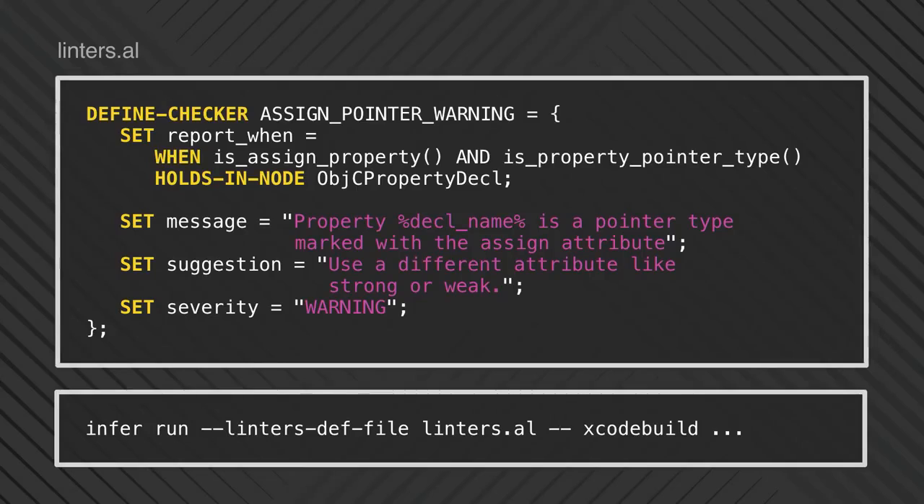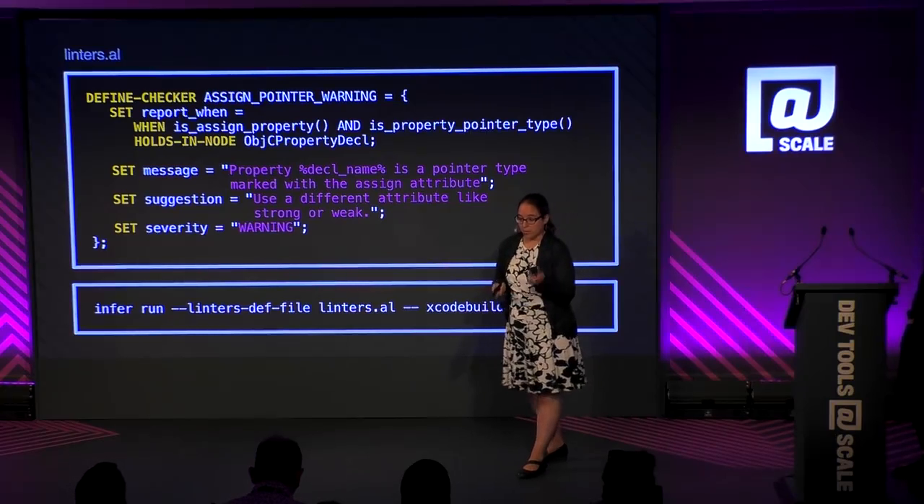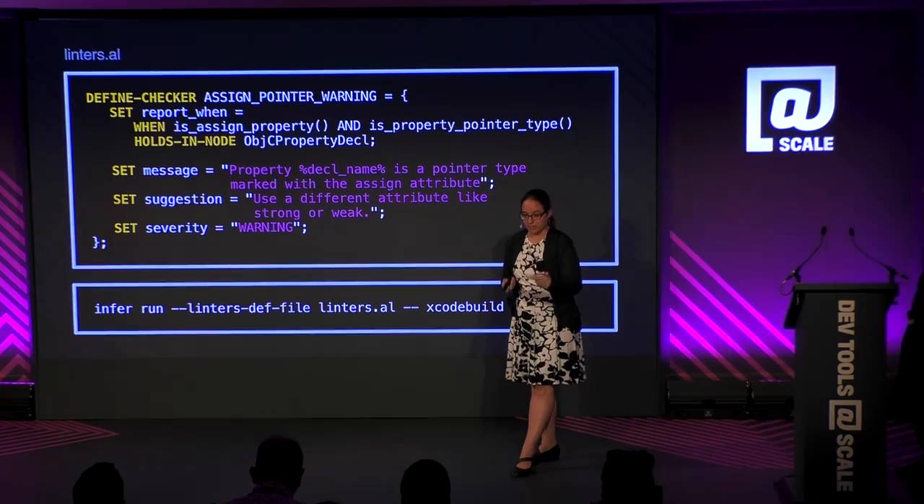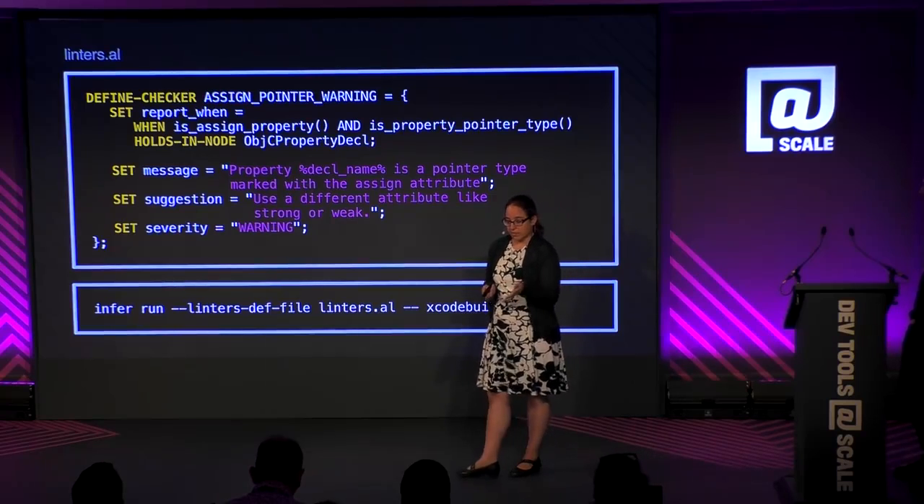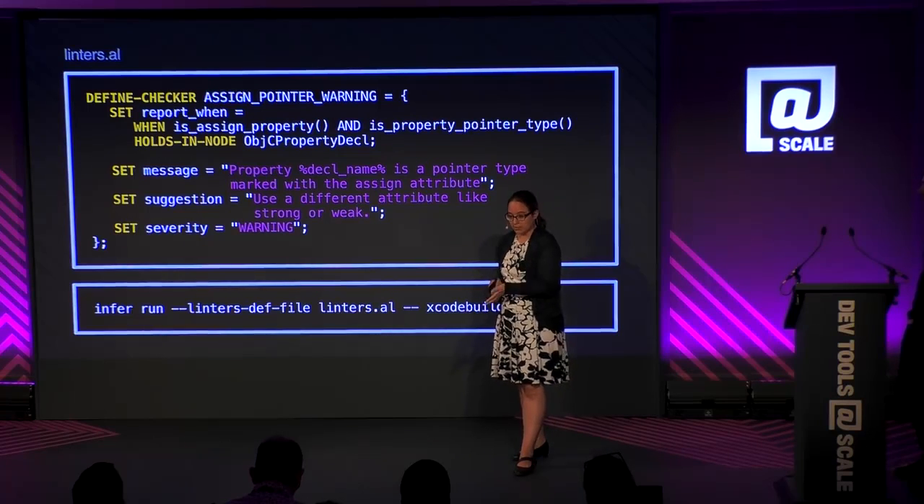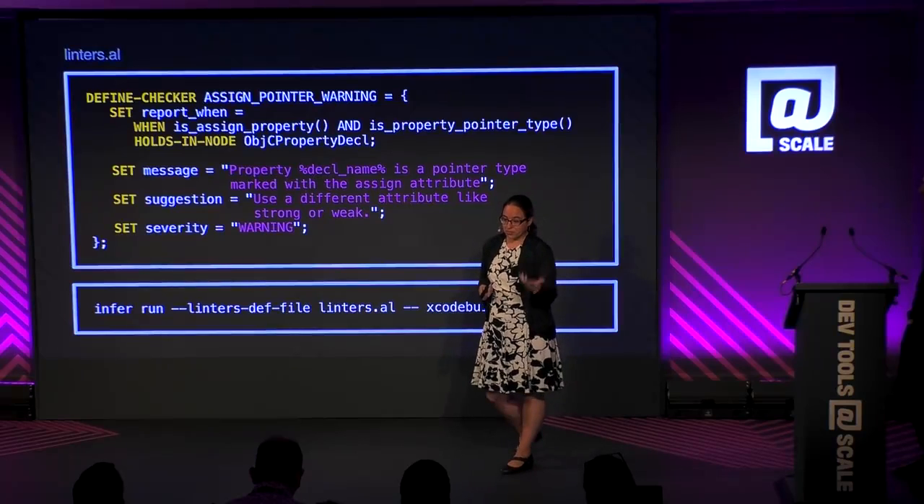So this is how it looks in AL. We define the name of the check, assign pointer warning. We define a formula as to when it reports. In this case, it's using predicates. It's assign property, which is a predicate, then a connector, and then it's property pointer type. And also, it holds in a particular node, the property declaration node. And then we can write the message. It should be like the property, and the name of the property, is a pointer type marked with assign attribute. And a suggestion, use a different attribute, like strong or weak, and the severity is a warning.